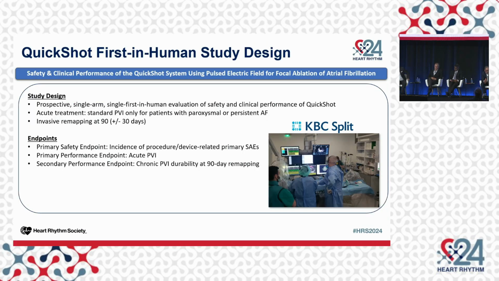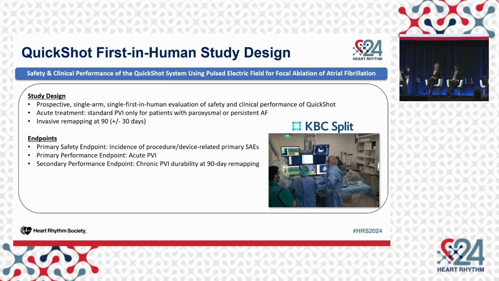So with that in mind, we did our first in-human study, and I have to give special kudos to Ante Anic and his lab in Split, Croatia, and you can see him scrubbed in there. This was a single center first-in-human design, really prospectively looking at evaluating the safety and performance of this catheter. And then on top of that, we're also going to remap these patients in 90 days, because I think with pulse field, it's really important. When you have a catheter that hasn't undergone remapping studies, you don't really know what the chronic durability is.